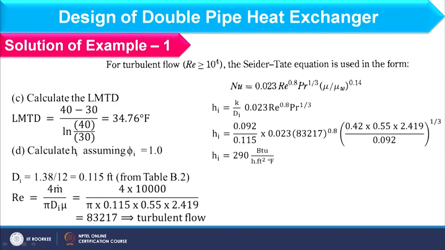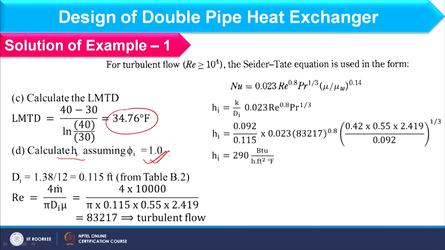So, once I have the heat duty and flow rate of aniline, we will next calculate the log mean temperature difference, and you understand here that I am considering counter current flow. So, you can simply calculate LMTD because that is a well known expression and you all know this expression being a chemical engineer. So, here I have found this LMTD as 34.76 Fahrenheit, and then we will further calculate the heat transfer coefficient at the inner pipe or at the annular side, assuming psi as 1.